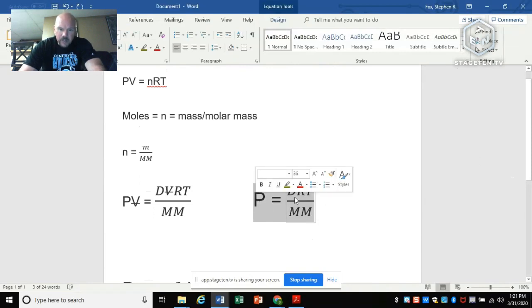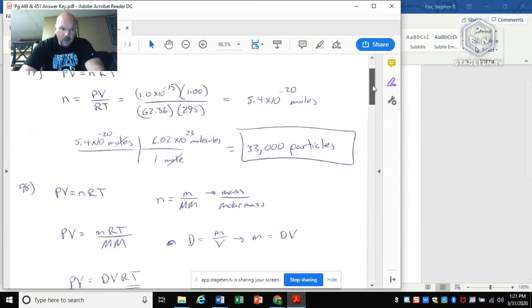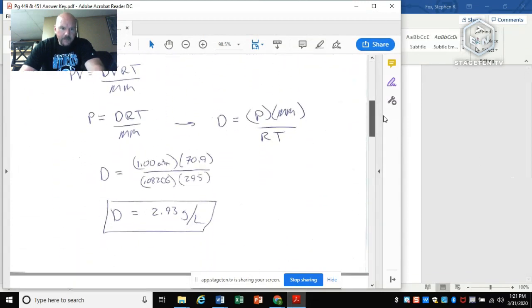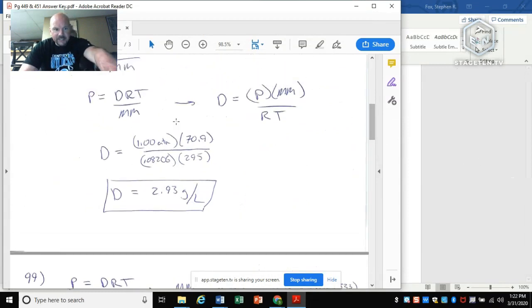Well, then I can just rearrange that equation to solve for the density or solve for the molar mass. So that's what I did in question 98, right? We derived this equation here, P equals dRT over molar mass. If you solve for density, that would be pressure times molar mass over RT. So we take our pressure, we take the molar mass of Cl gas, which is Cl2, sorry. R value is 0.08206 and temperature was 295 Kelvin, and we could solve for our density.